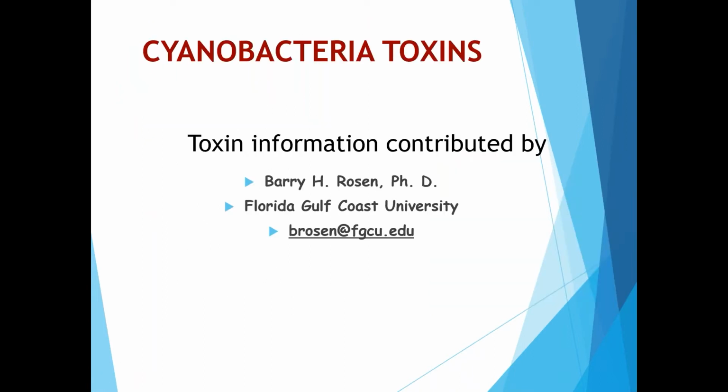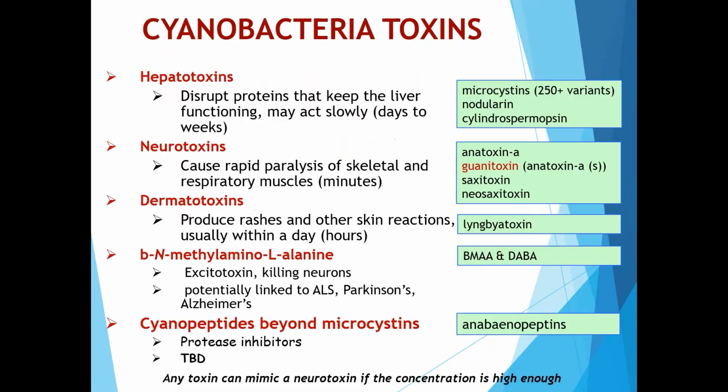So let's talk a few minutes about cyanobacteria and the toxins that they produce. We have several categories of toxins. There's way more than this, I know that probably doesn't make you happy, but we're going to talk about the main ones and the most common toxins. So we have hepatotoxins, that's microcystins, nodularin, and cylindrospermopsin.